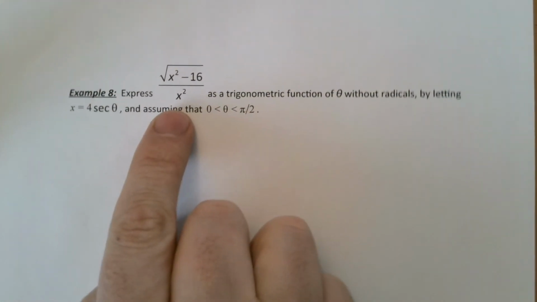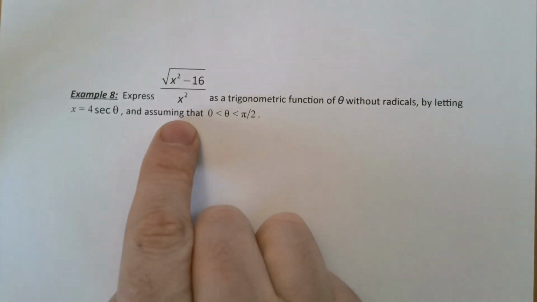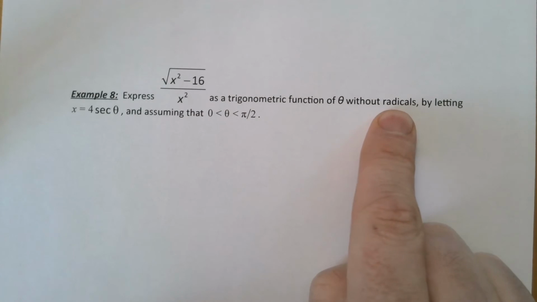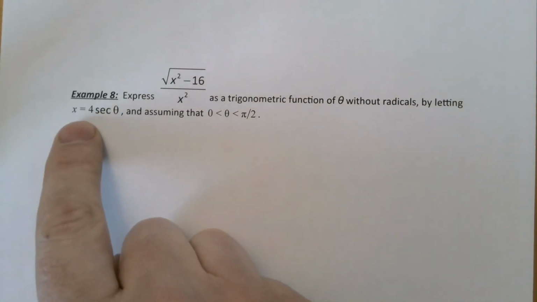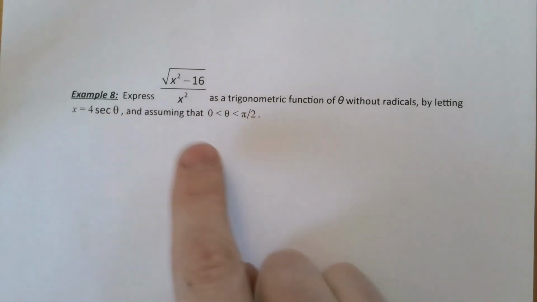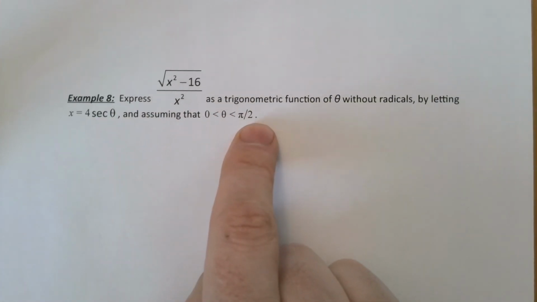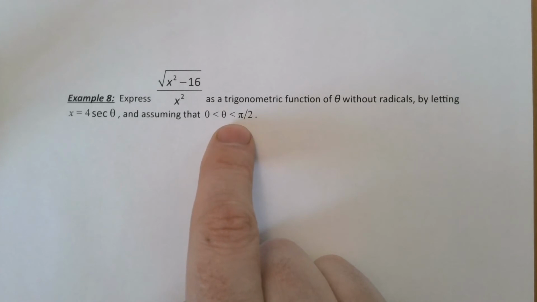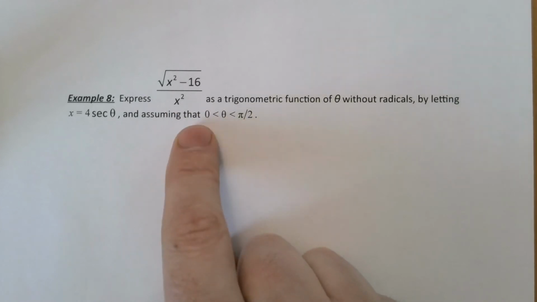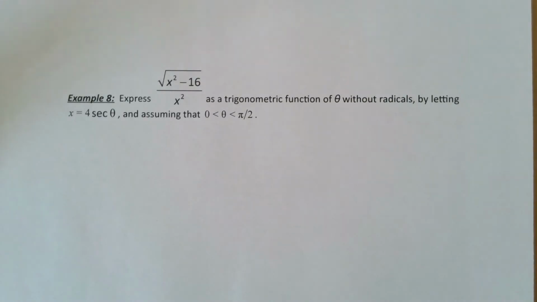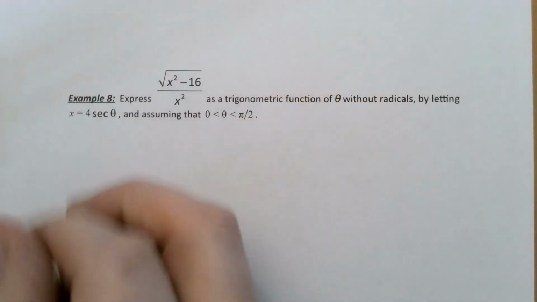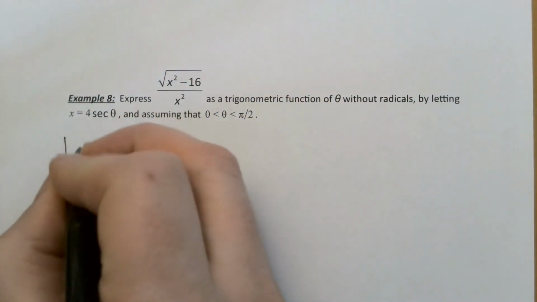We're given an expression, and then we're told to rewrite it without radicals if x is equal to 4 secant theta, and we're assuming that theta is between 0 and pi halves. And of course, we can't include pi halves because that's undefined, and we can't include 0 because that's undefined. And then this guarantees that our x's are all positive. So the first thing we're going to do is put the 4 secant into the expression, and then we'll start messing with it from there.